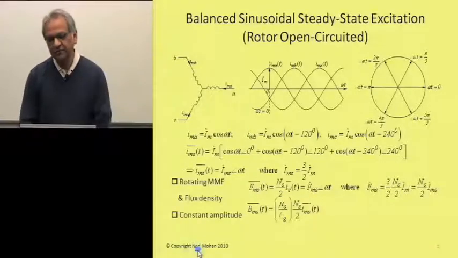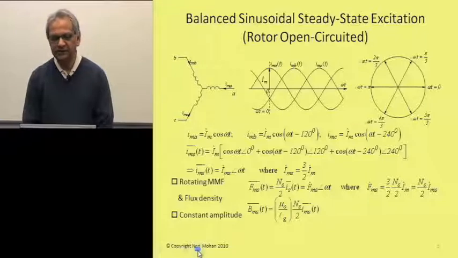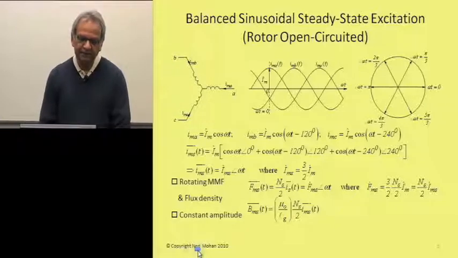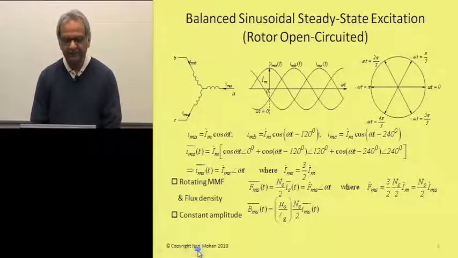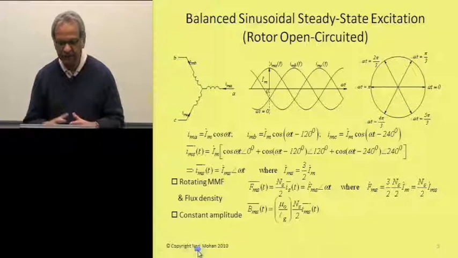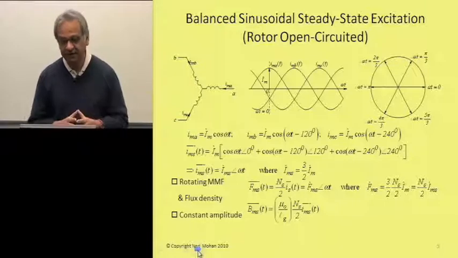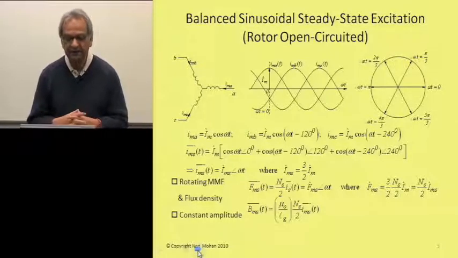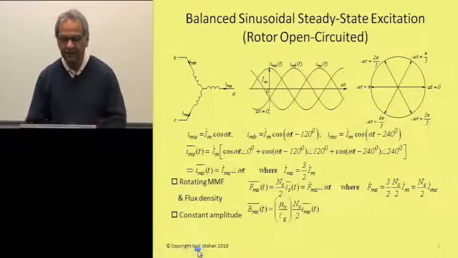So what happens under balanced sinusoidal steady-state excitation? Let's say we have this three-phase winding in the machine, and right now we're just considering the magnetizing currents. The rotor is electrically open circuited, and we have these three currents, IMA, IMB, and IMC, and they are sinusoidal.